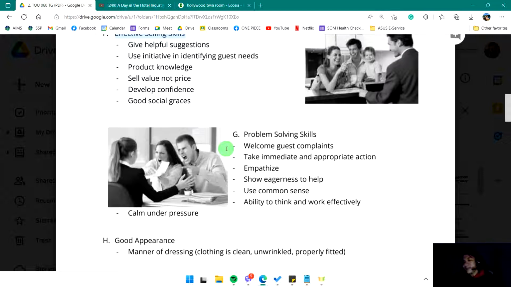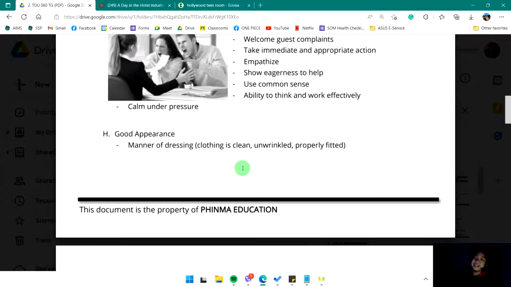Yan, problem solving is one of the essential skills that we should have if we wish to be a part of the front office department skills. And unfortunately, talaga, good appearance is very important. Good appearance not really necessarily mean dapat guwapo ka or maganda. Good appearance, you should be presentable. You should look professional and clean as much as possible.